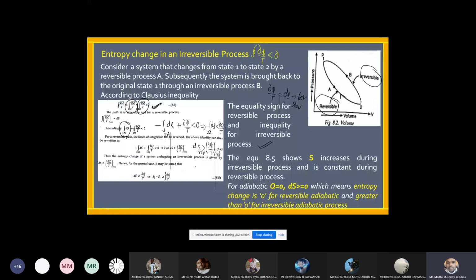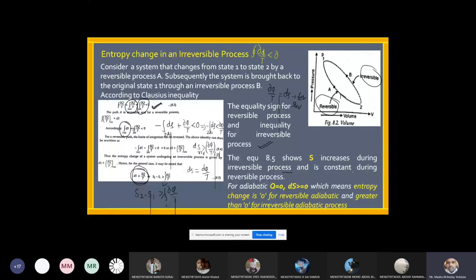In a generalized way I can write, just now I got ds is greater than dou q by t, and earlier I got ds is equal to dou q by t. Therefore ds is greater than or equal to dou q by t. This is the generalized form. So ds is nothing but entropy difference: S2 minus S1 is greater than or equal to the integral from 1 to 2 of dou q by t. So entropy increases during the irreversible process and it is constant during the reversible process.